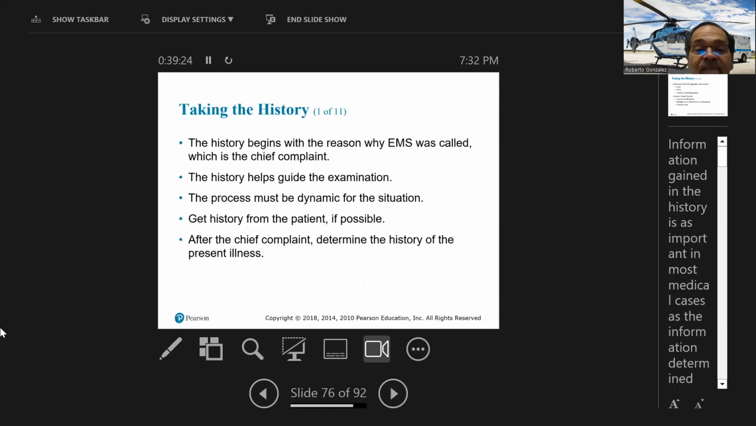The history itself begins with the reason why EMS was actually called, which is your chief complaint. The history helps you guide the examination. The process must actually be dynamic; in other words, you just don't stay stagnant. You're changing depending on what the patient is showing you. Get history from the patient if possible. After the chief complaint, determine the history of the present illness.